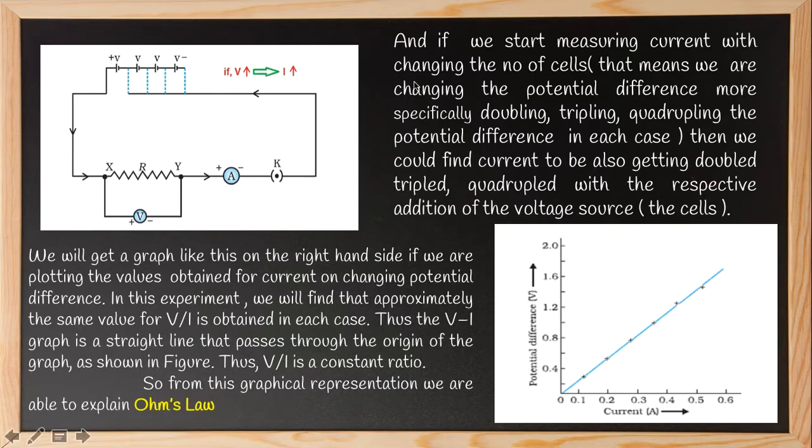So it is very similar. As we double, triple or quadruple the potential difference, the current is also doubling, tripling and quadrupling. If we plot a graph, we can see that as we increase the potential difference, the current is increasing. It is a straight line passing through the origin. We find approximately the same value for V by I. So the VI graph is a straight line passing through the origin, and it's a constant ratio. From this particular graphical representation, we can explain Ohm's law.